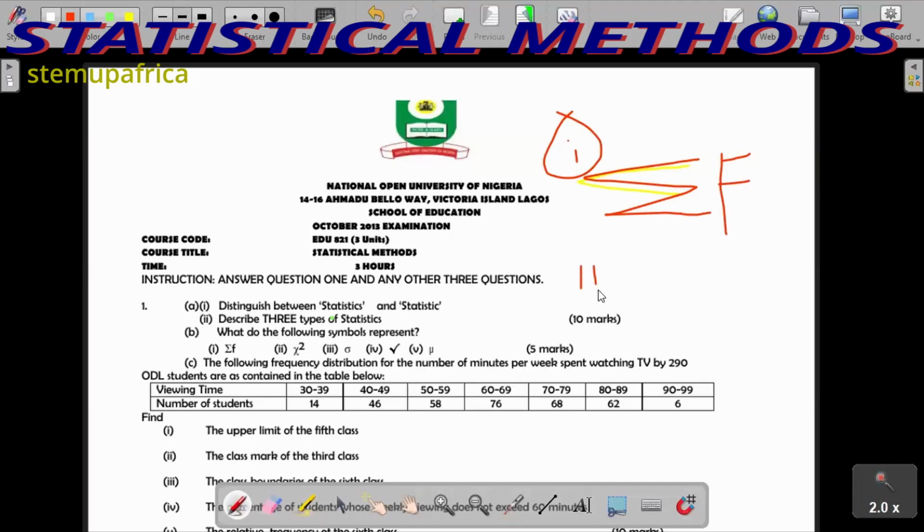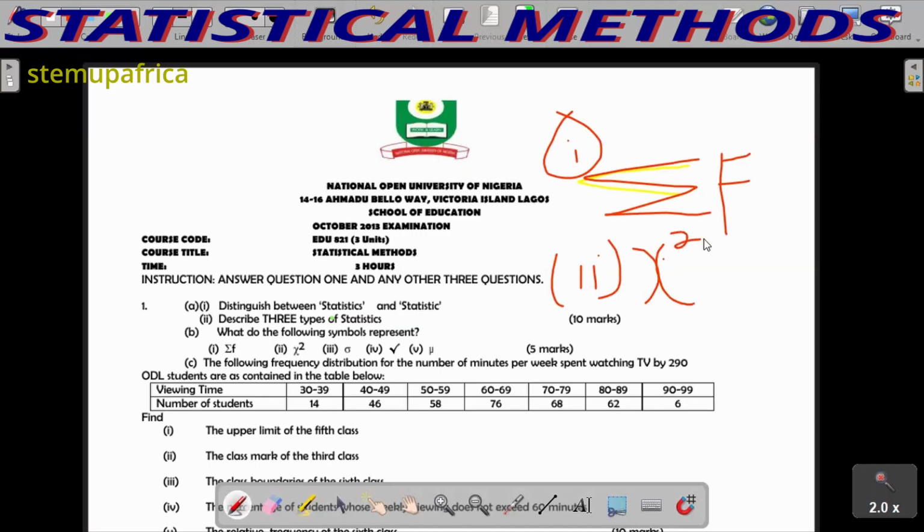The Roman figure 2 is chi-square. It's not x square. That is x, but when it comes to statistics, it's called chi-square. Chi, C-H-I, then square. It's used to test for hypotheses, particularly if you want to do research. Use chi-square and other methods to state the relationship between two variables. So that symbol is called chi-square.